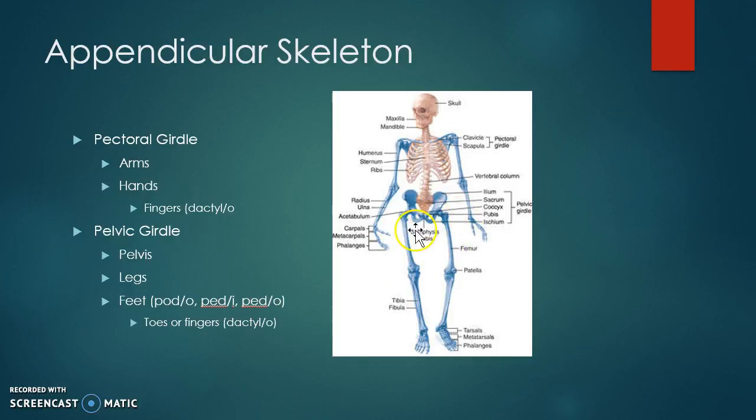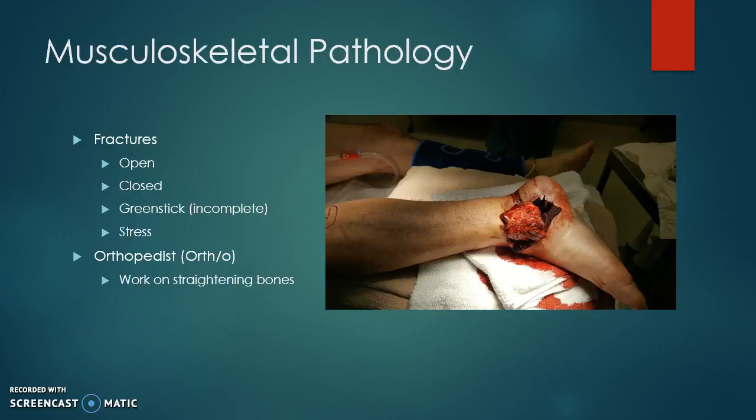This is lower, right? Pelvis, legs, feet, and make sure you understand that feet has multiple combining parts: podo, pedi, pedo. So make sure you understand that as far as your foot goes, all those terms apply. As far as other parts of musculoskeletal, you have fractures. Fractures are classified as open, closed, greenstick, or stress. An orthopedist is somebody who works on straightening bones, so they primarily deal with the musculoskeletal system, fracture, and management of tendons. That's primarily what I do in the lower extremity. And so this is an open ankle fracture that I took care of a while ago.